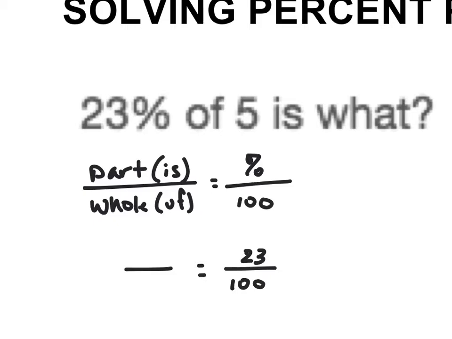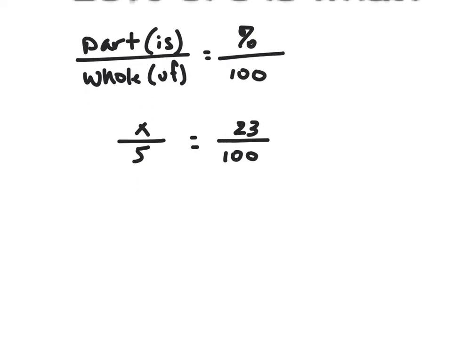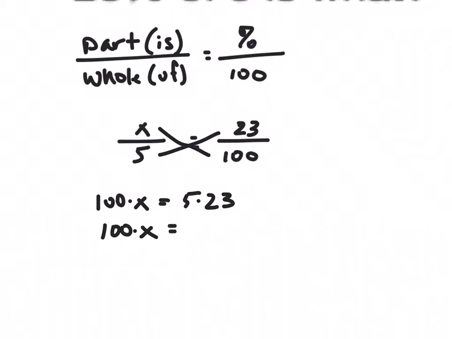Then we're given the of portion: 23% of 5. Of is the whole, so 5 is going to go in the denominator down here, and I'm just going to put an x for the unknown. Now we can solve this equation as a proportion. It's really not too bad, and we've done this before. So 100 times x is equal to 5 times 23.